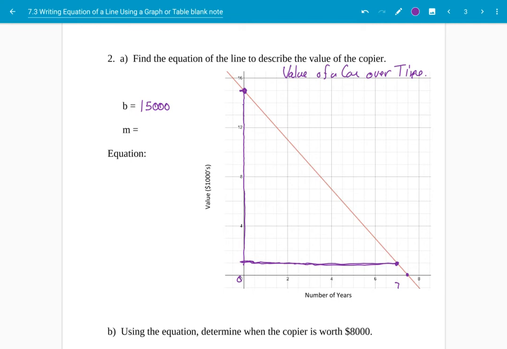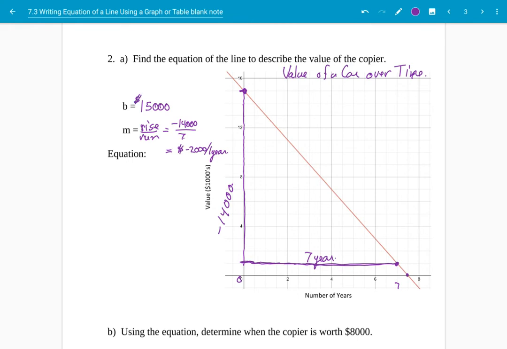So the value, the rise, is going down $14,000. And the run is 7 years. So remember, slope is rise over run. It's going down $14,000 in 7 years. So it's negative $2,000 in 1 year. Okay, notice I even put units on it because this has units. Now the equation, no, this was dollars, of course.